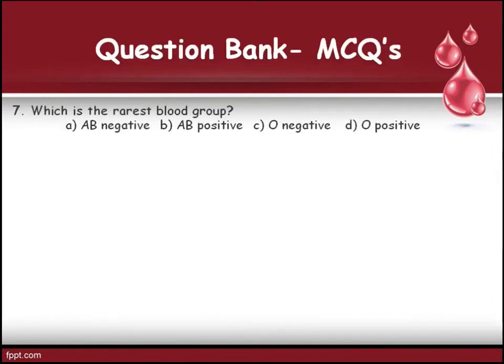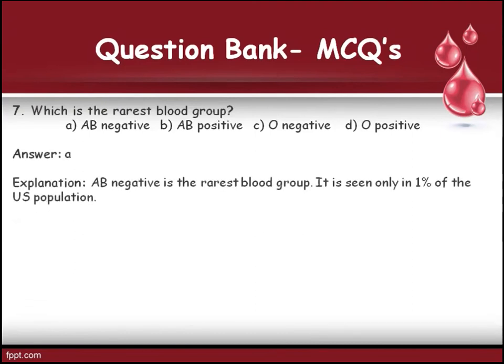Seventh question. Which is the rarest blood group? First one is AB negative. Second one is AB positive. Third one is O negative. And fourth one is O negative. And the answer is A, AB negative. This AB negative is the rarest blood group. It is seen only in 1% of the US population.